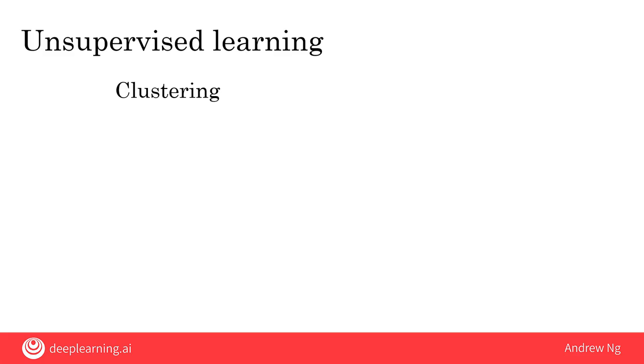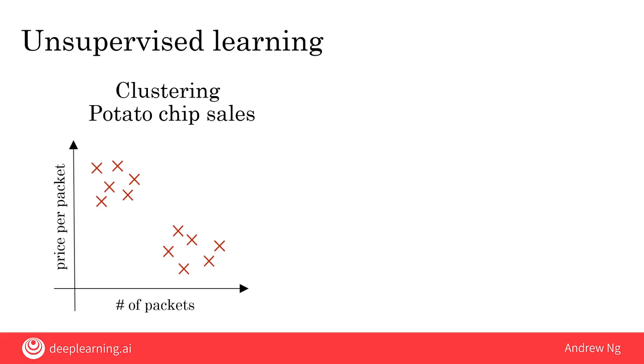Here's an example. Let's say you run a grocery store that specializes in selling potato chips, and you collect data on different customers and keep track of how many different packets of potato chips a single customer buys, as well as what's the average price per packet that person paid for their potato chips. So you sell some low-end, cheaper potato chips, as well as some high-end, more expensive packets, and different people may buy different numbers of potato chip packets in a typical trip to your grocery store. Given data like this, a clustering algorithm will say that it looks like you have two clusters in your data.